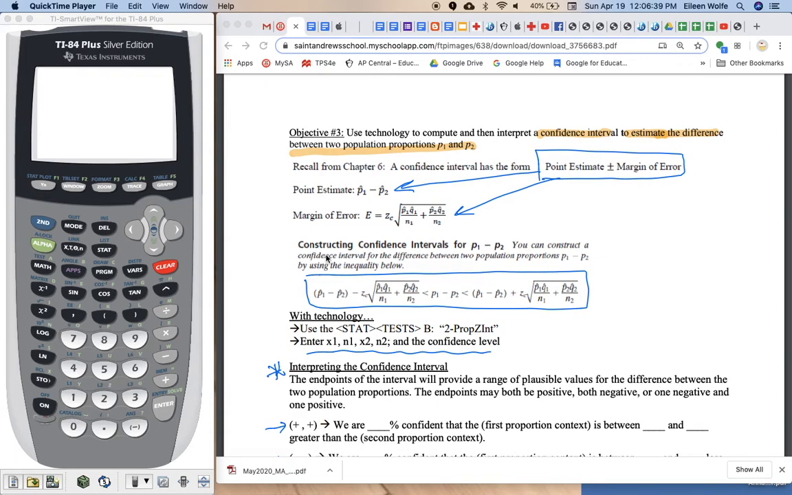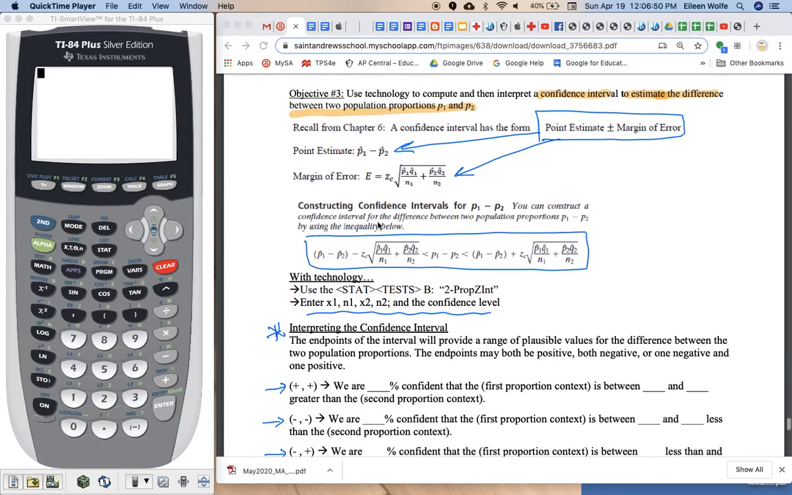Hey guys, I'm in section 8.4 doing objective number 3 on page 20, the final page of our chapter 8 notes. So again, I'm in the filled out notes. You can find those on my essay. And my main intention is to show you the calculator work here.